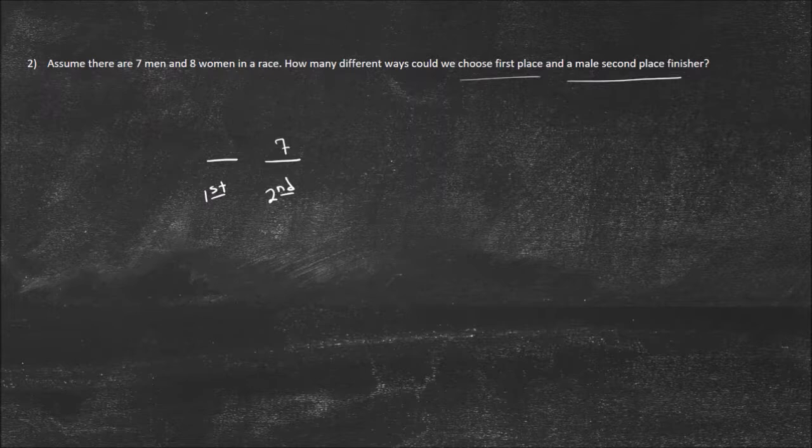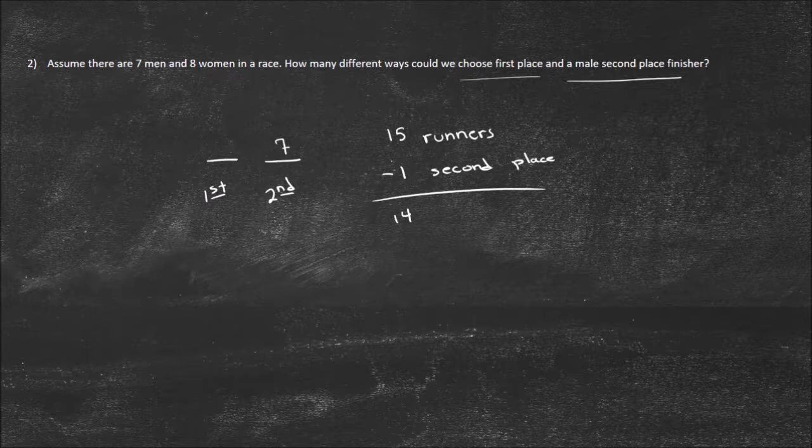Then how many options do I have for first place? Well, I have 15 runners, and I know that a male finished second, so minus the 1 person who finished second. That means I have 14 runners left that have an option to get first place, because the only thing I know is that a male finished second. So first place could be female or another male, but there are only 14 options, because there are 8 women still available and 6 men available to finish first. So there are 14 options for first place and 7 options for second place.